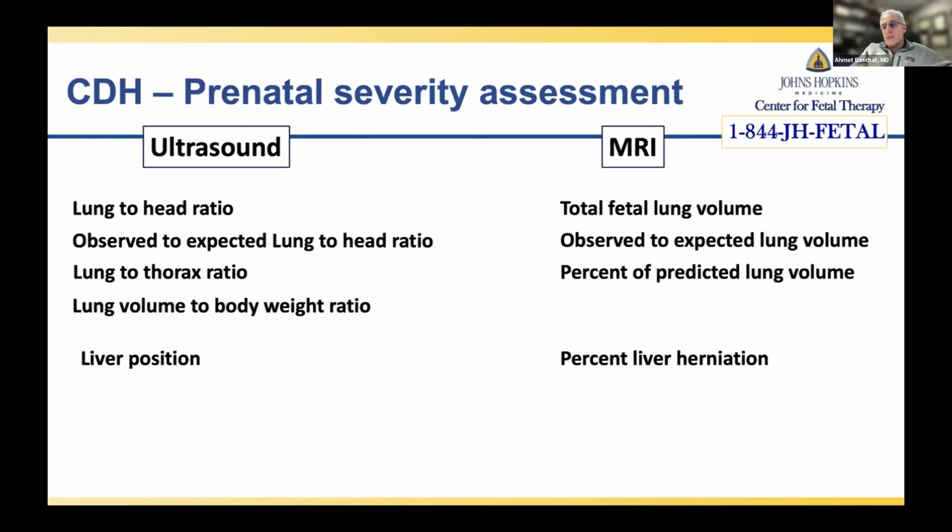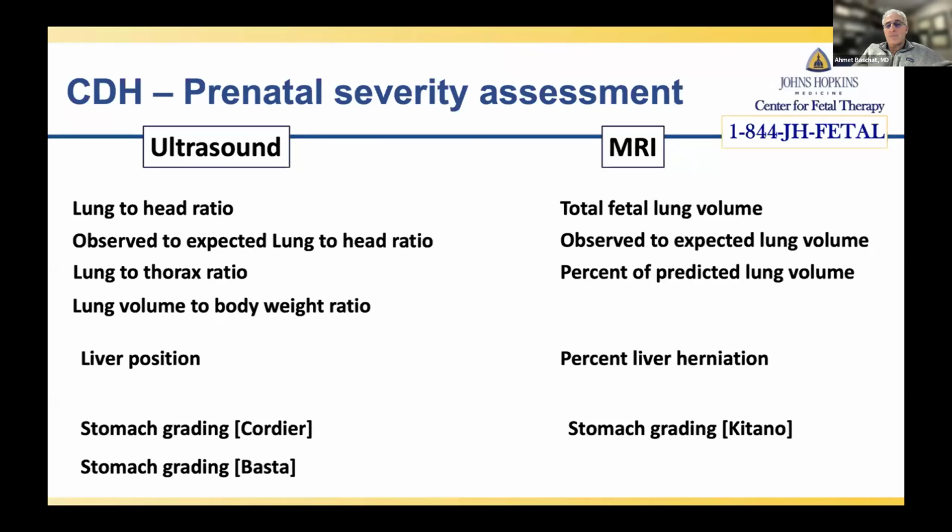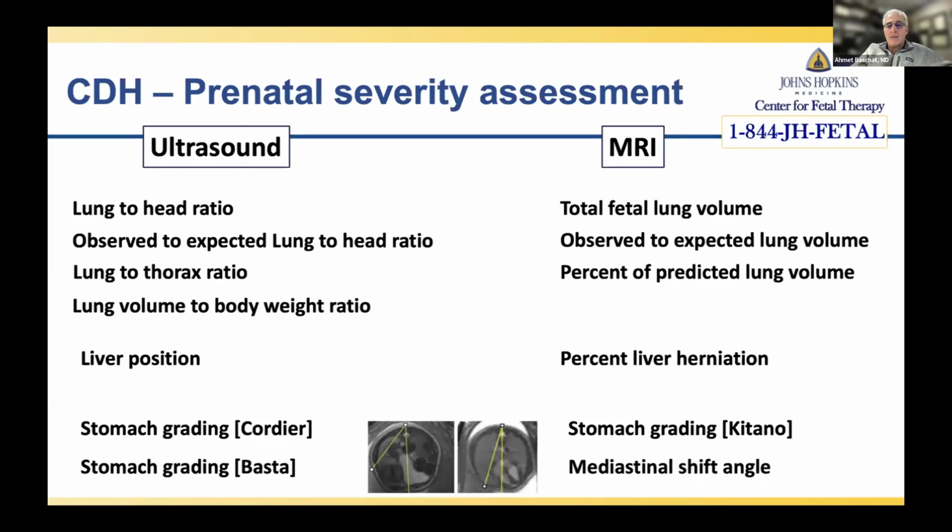Now, in terms of the other imaging modality that's relevant is magnetic resonance imaging. So you can look at the lung volumes both with ultrasound and MRI, and to a certain degree that is your preference. We do obviously prenatal imaging, so we use the ultrasound imaging and we look at the liver position. The MRI read will tell you the percent liver herniation. The other thing that you might have heard about is the stomach grading. So that's basically how far is the stomach up in the chest, and is it all the way behind the heart, or is it just sitting on the left-hand side? The same exists in MRI imaging. And then the latest is the mediastinal shift angle.